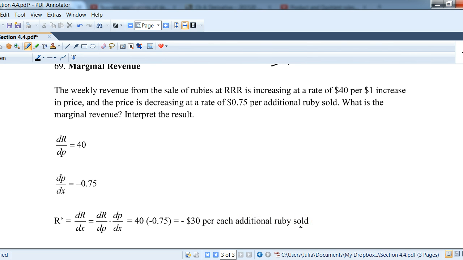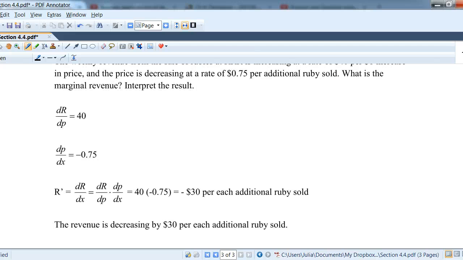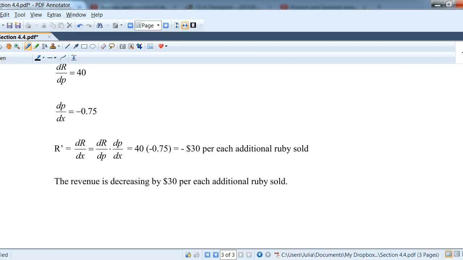So that's how we can find it without taking price into account. It's basically that the revenue is decreasing for each additional ruby sold. So again, we can sell too many rubies in this case. And that's it for this section.